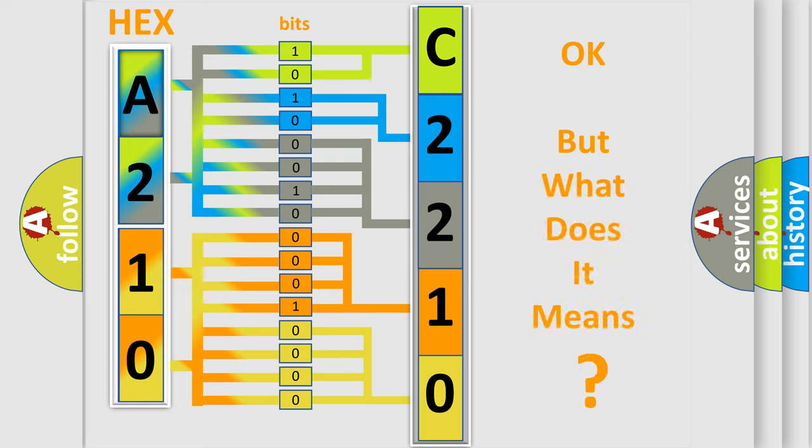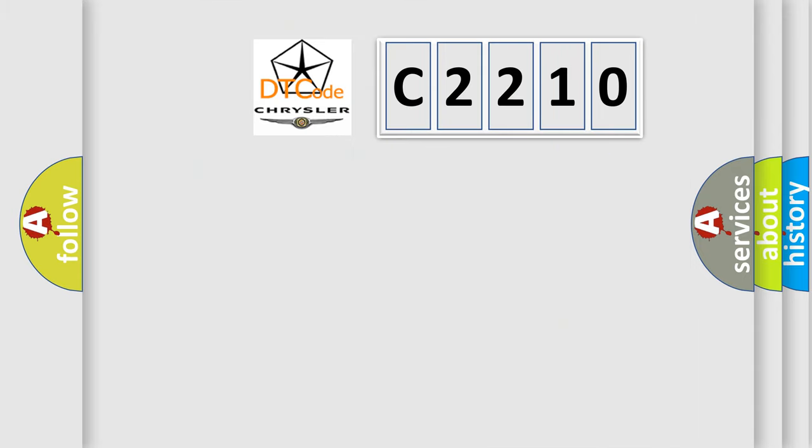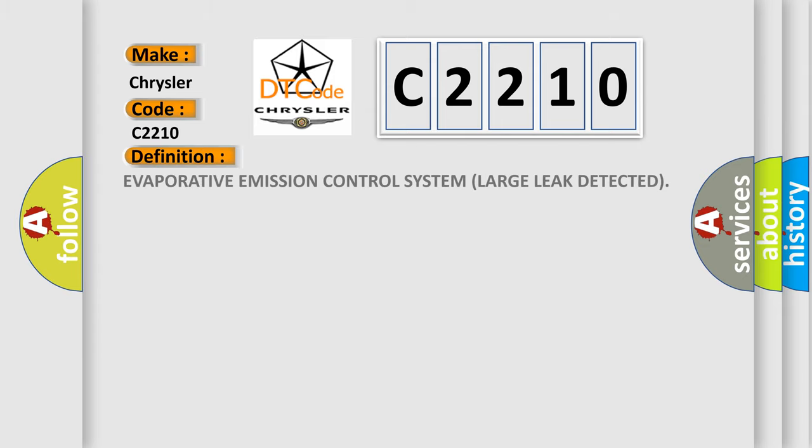The number itself does not make sense to us if we cannot assign information about what it actually expresses. So, what does the Diagnostic Trouble Code C2210 interpret specifically for Chrysler car manufacturers? The basic definition is evaporative emission control system large leak detected.